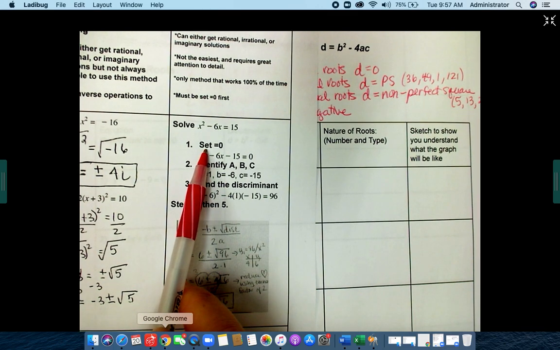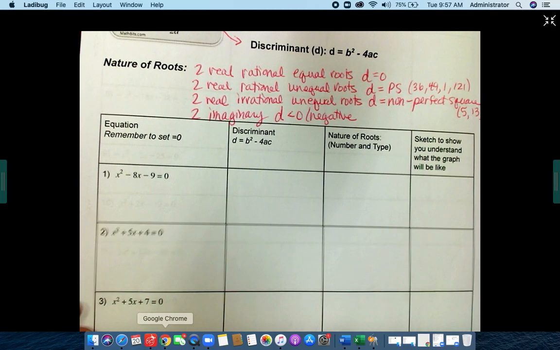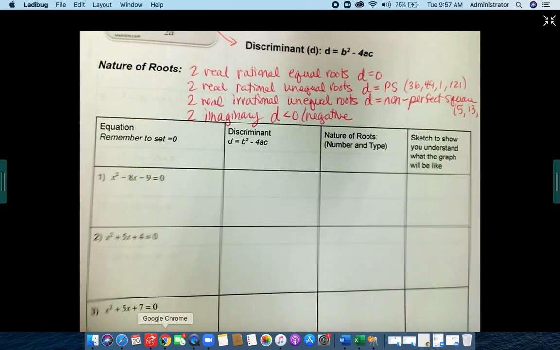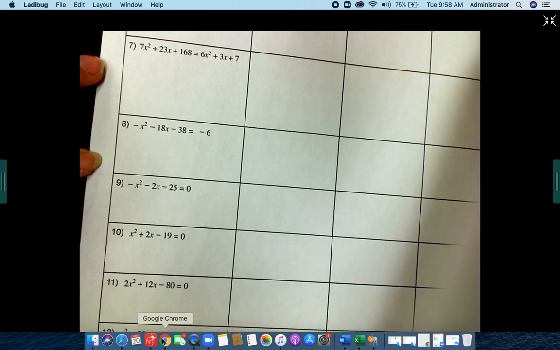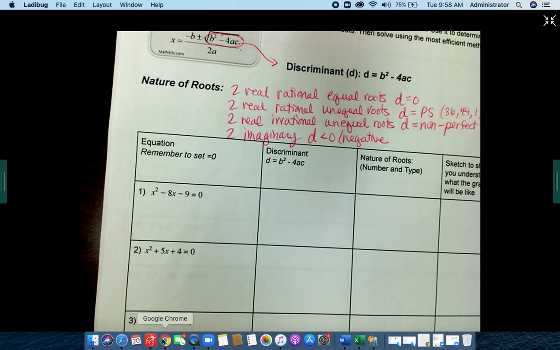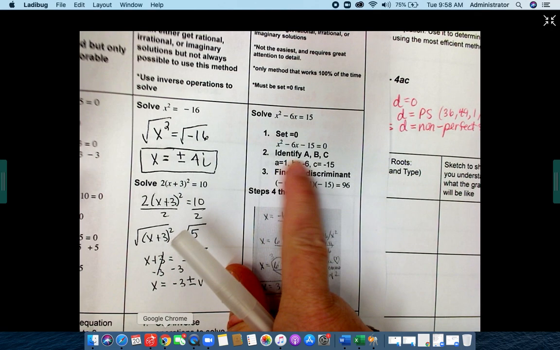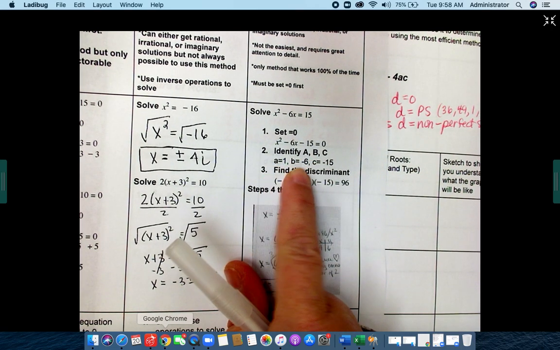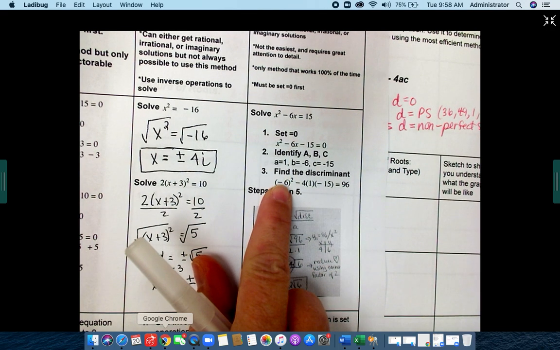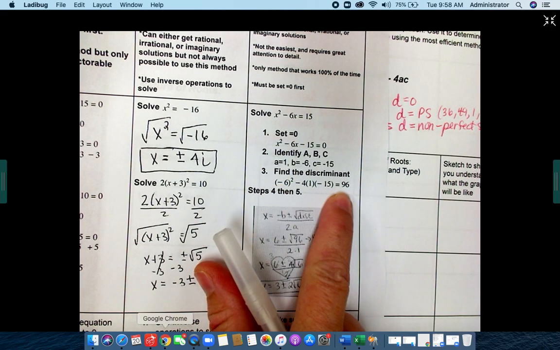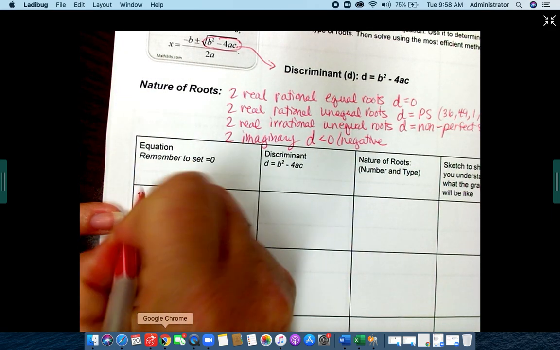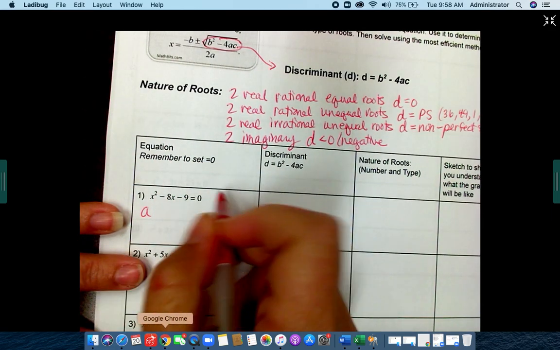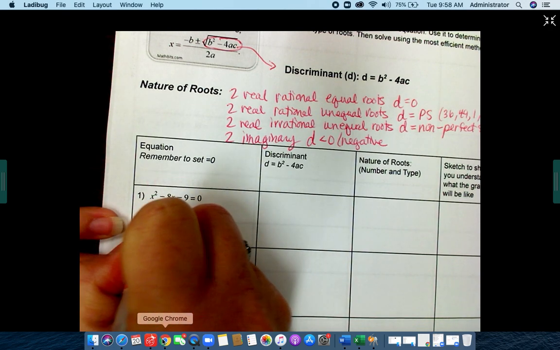So again, we want to set it equal to 0. When you get over to problems 6 through 8, if you printed them, you have to set them equal to 0 first. Then we are going to identify a, b, and c coming straight from our equation, and plug into b squared minus 4ac. So step 1, make sure it's set equal to 0. And then step 2, what's your a, b, and c?